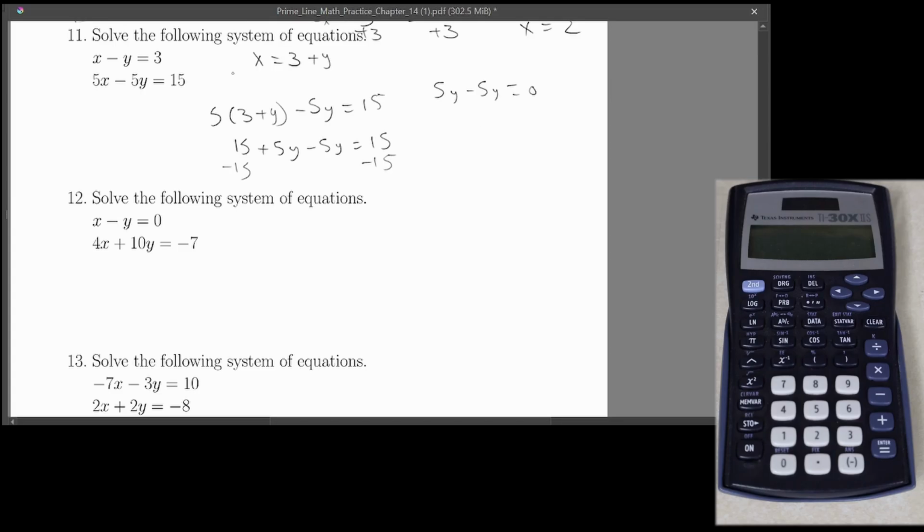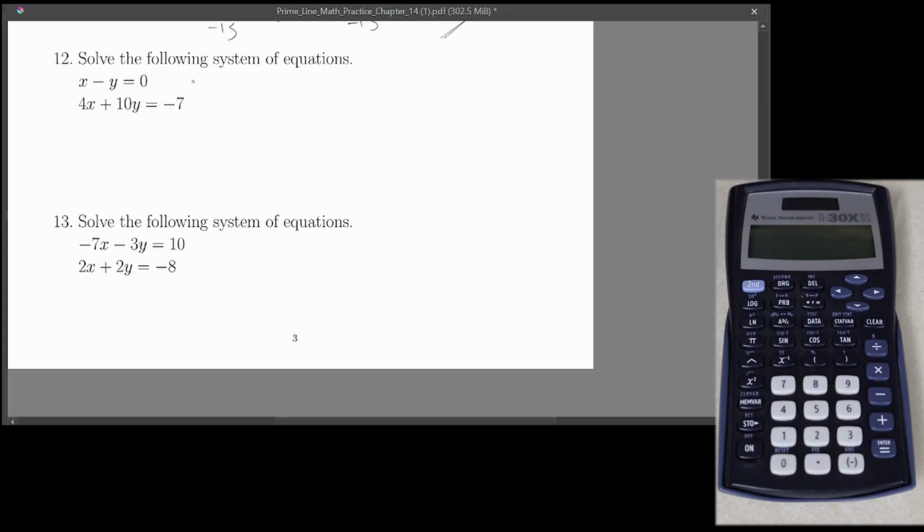And what this is basically saying is these two lines, if we were to graph them, they graph right on top of each other. They're the exact same line. And so we have many solutions, because you could pick any value for y and it would work out and give you a corresponding value for x. Number 12.